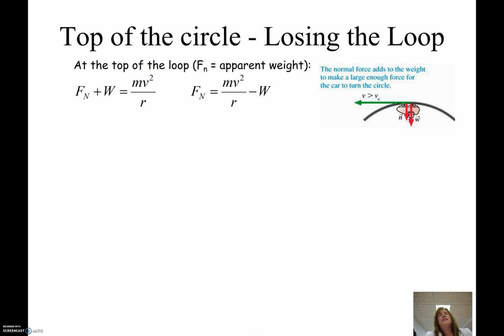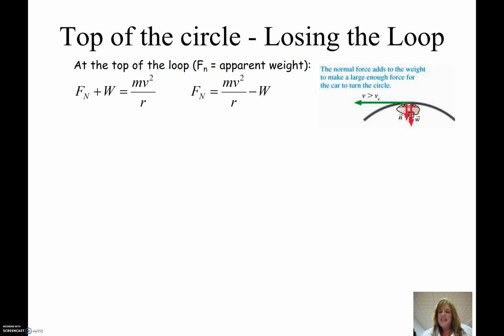Now, I like to talk about this thing called losing the loop. And this applies whether we're inside a loop or going over a hill. When you're at the top of a loop-the-loop, here you are in your roller coaster, and your weight points towards the center of the circle because the force of gravity always points straight down. And now this other force on you is a normal force. You're sitting in a car, which is sitting on a track, so it's sitting on a surface. So when you're at the top of a loop, you have two forces acting on you. You have your normal force and you have the weight that are keeping you in this circle.